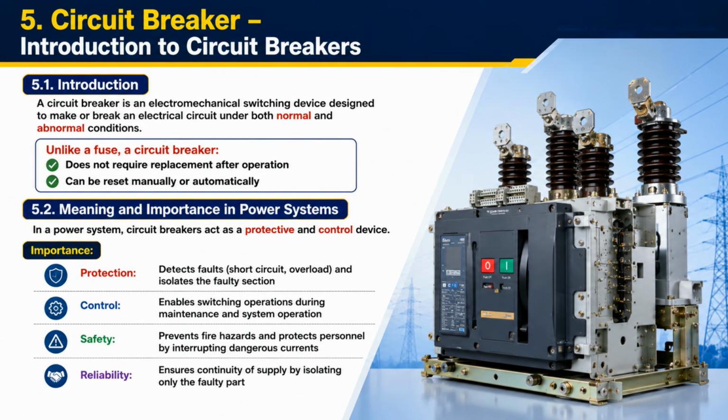In electrical power systems, circuit breakers play an important role in protection and control. They detect faults such as short circuits and overloads, isolate the faulty section, and help prevent damage to electrical equipment. Circuit breakers also improve safety by protecting people from dangerous fault currents and reducing the risk of fire. Finally, they increase the reliability of the power system.